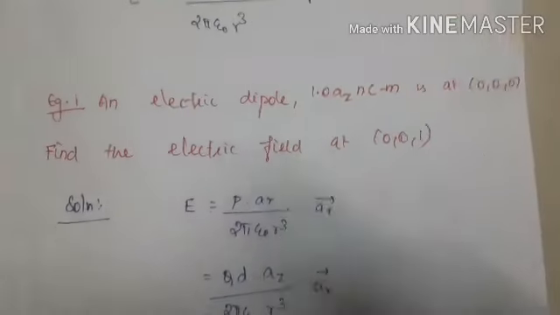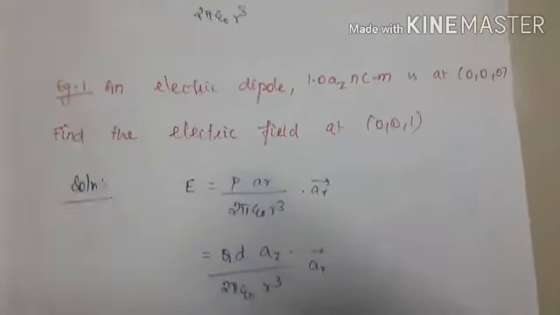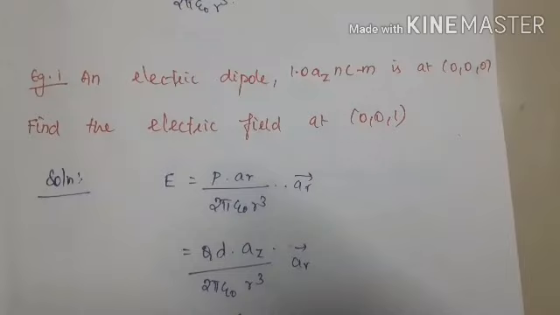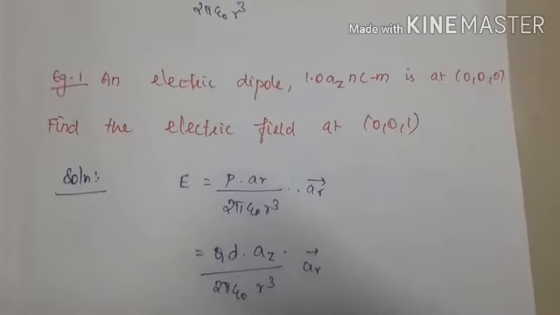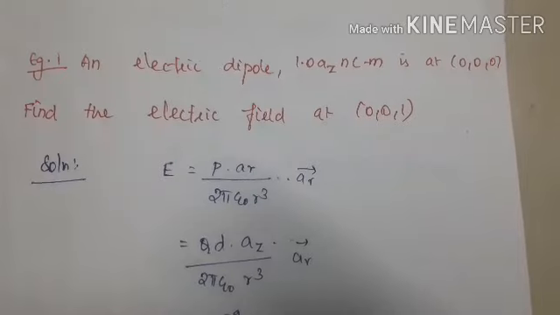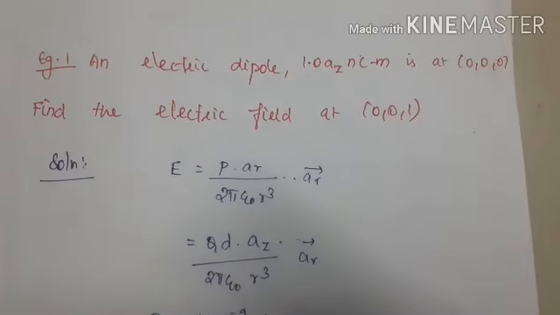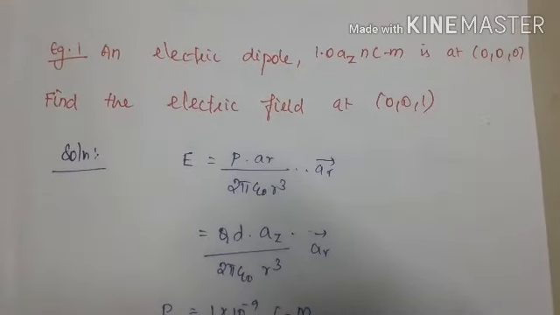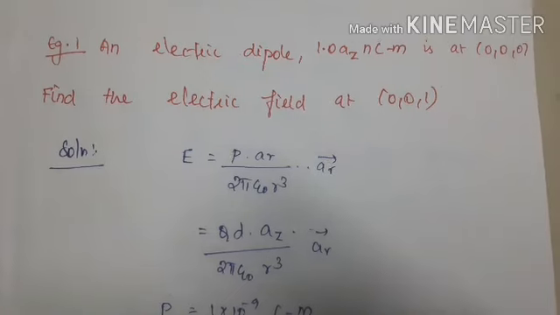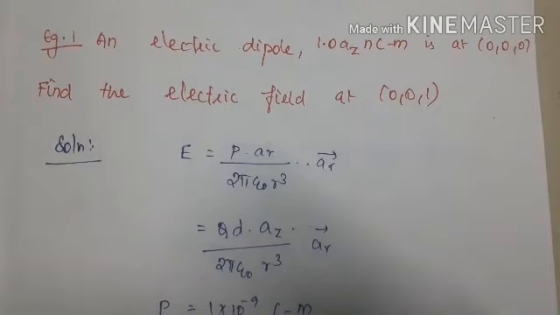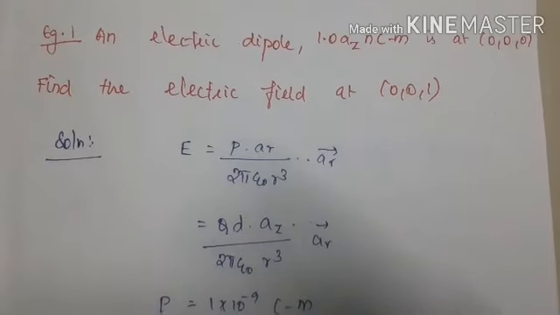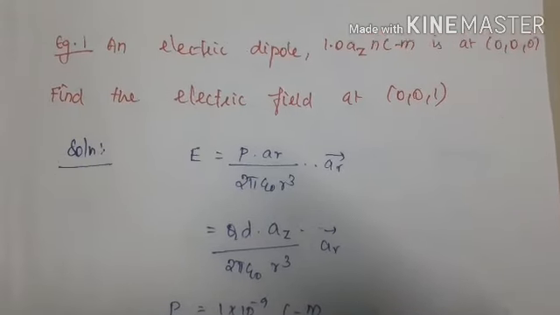Now we will see the problem based on the electric field due to an electric dipole. Example: an electric dipole of 1.0 nanocoulomb meter is at 0,0,0, that is at the origin, right? Find the electric field at 0,0,1.